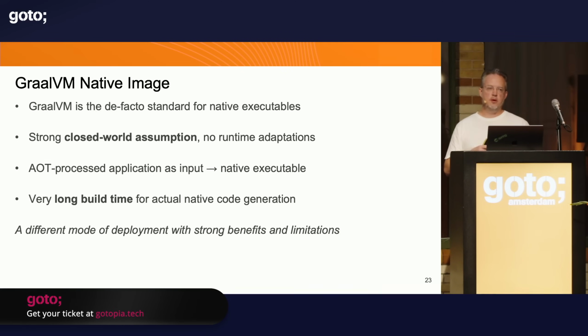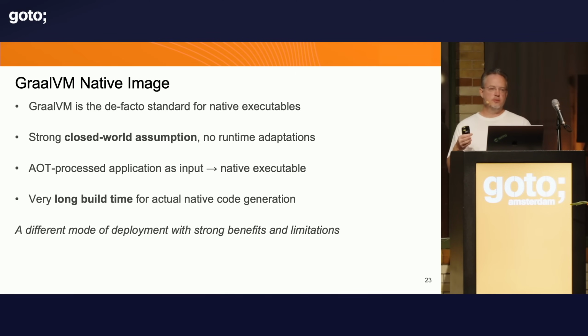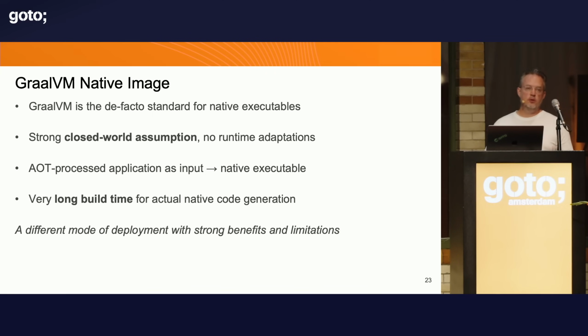You're not going to be building a native image and testing it repeatedly, right? You're still going to write your code in JVM, Java, run your tests in the JVM in your IDE, local build in the JVM, and then every now and then build for native and test in native. So it's a very different mode of deployment, but it also has very strong benefits as well as some limitations. So with native image, you're going to have smaller footprints, super fast startup time. It's really great for cloud deployments and things like that.